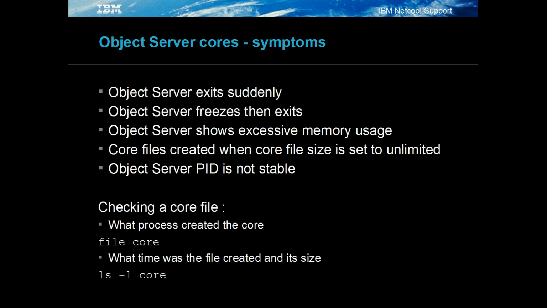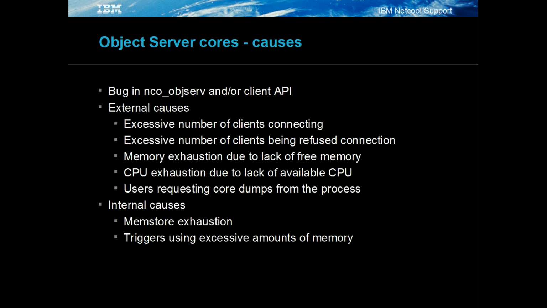When an object server crashes or stalls, it will display a number of features as shown. If necessary, set a core file size in the nco_objserv.env file and collect and check a core file. Object server crashes can happen due to external factors. Check the system for problems such as an excessive number of connecting clients, memory and CPU exhaustion, and users sending the object server crash signals, of course. Check the catalog.memstore table and object server log files for issues.